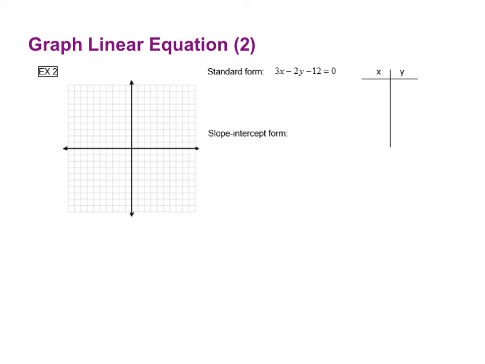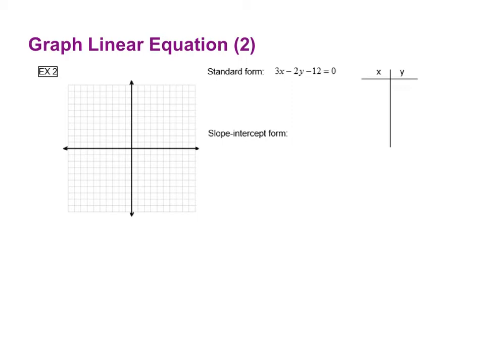So here's our second linear equation that we're going to graph. Remember with the standard form we saw in the last video, you're going to use your intercepts. So you're going to make the x and y each a 0. For slope-intercept form, you're going to solve for y. Now this is not in standard form right now.